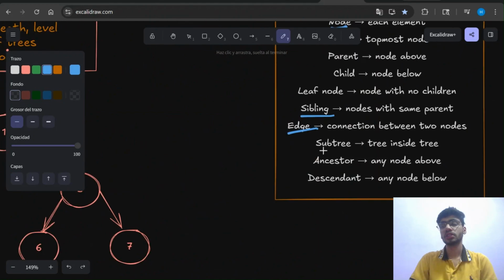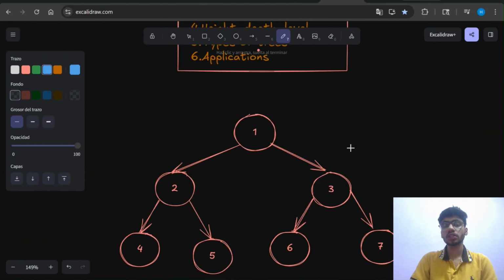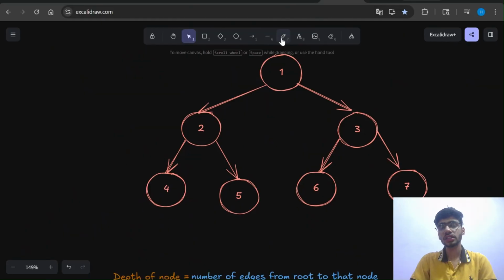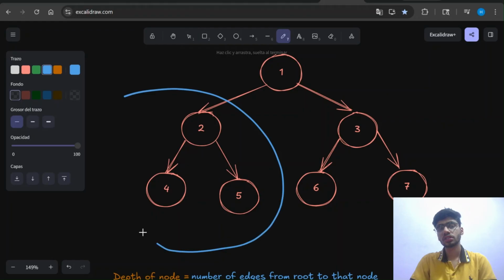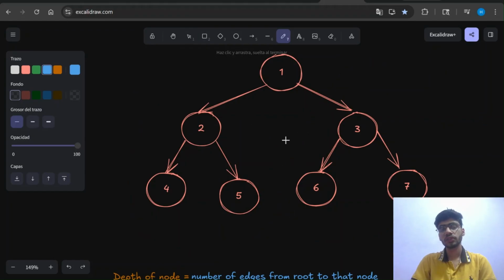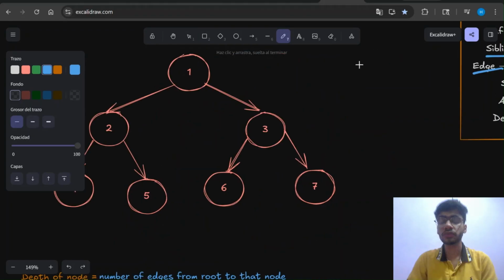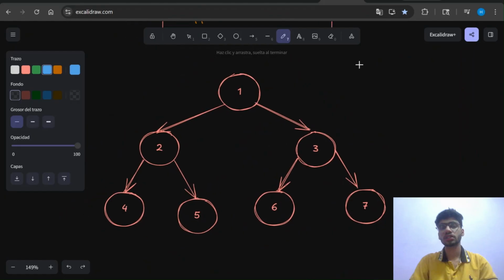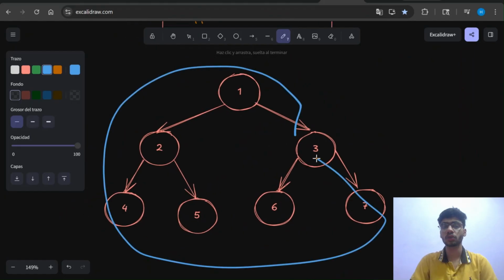The subtree. A subtree is a tree inside a tree. Like we see, this is the whole tree, and this is a subtree, and this is also a subtree. If there are more nodes, then this is also a subtree. Also, this single node is a subtree of that tree. Subtree is like subsets as we study in maths. So a small part of a tree is called a subtree.